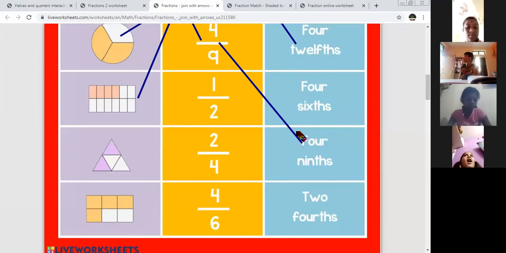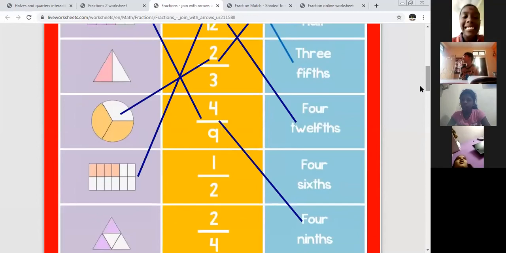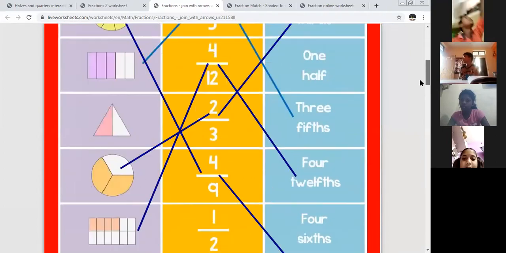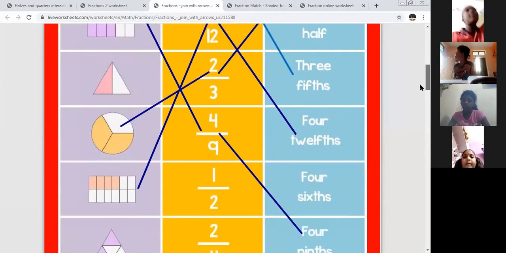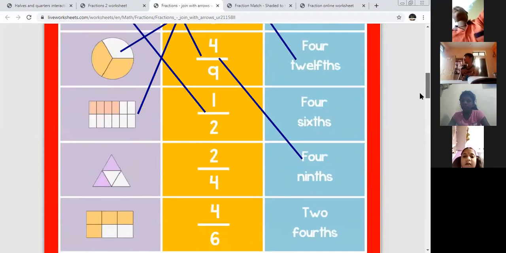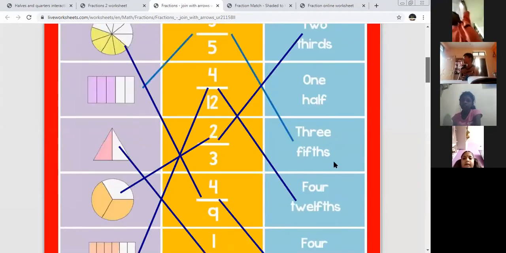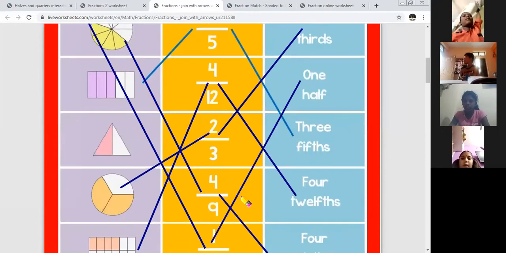Yes, ma'am. 1 by 2. Where can you see 1 by 2? Out of 2 parts, 1 part should be colored. Yes, this is the triangle. So this can be read as 1/2. Here it is.